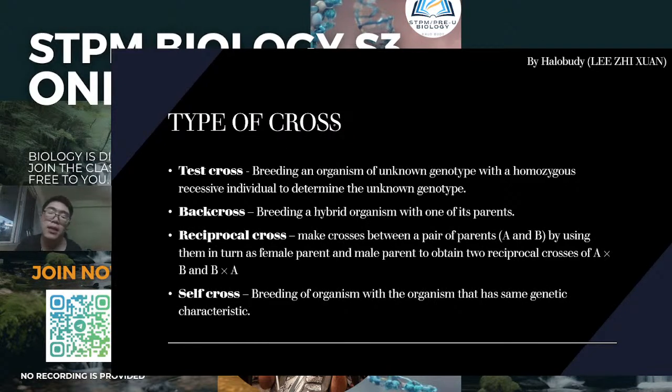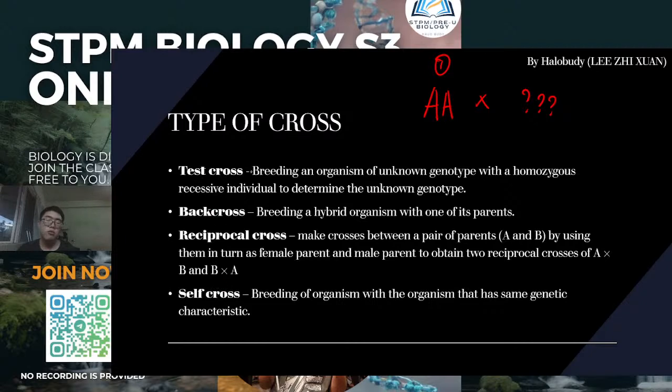What is the meaning of a cross? Actually, it is when one organism mates with another organism. So take any organism, and then it mates with who? So this is the meaning of cross. We have four crosses we have to learn: test cross, back cross, reciprocal cross, and self cross.